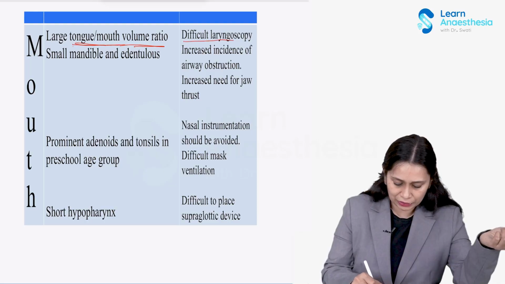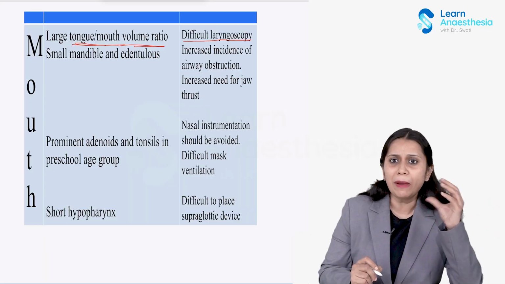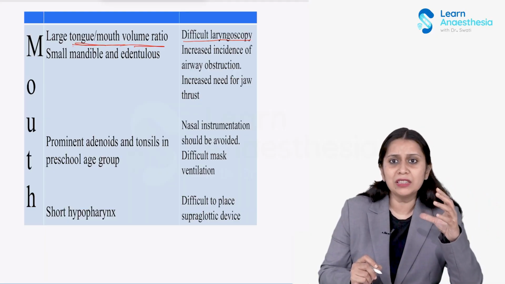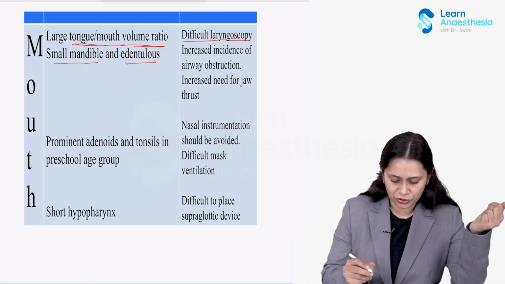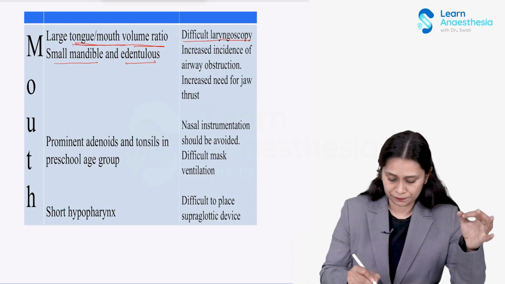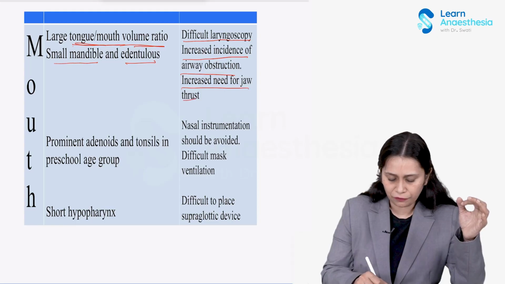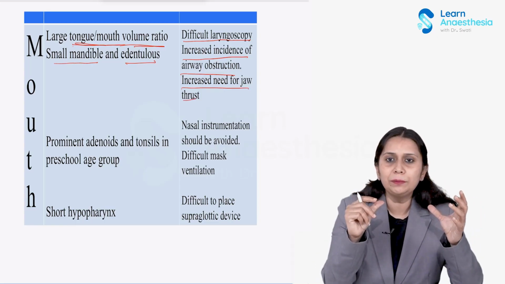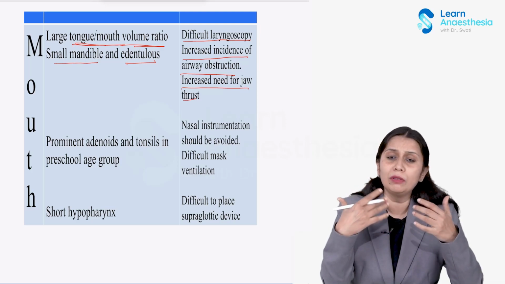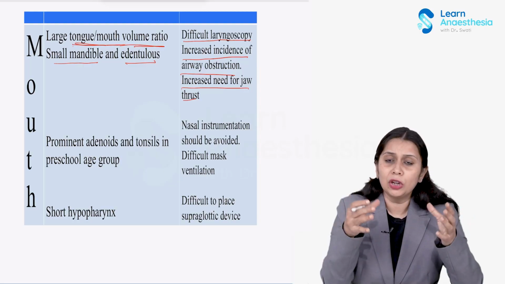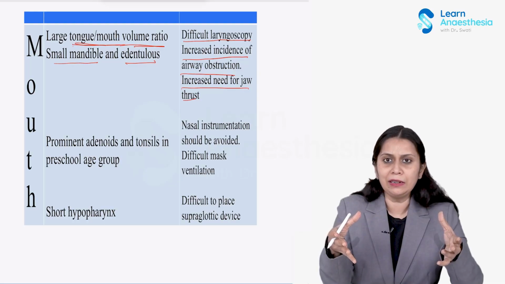So difficult laryngoscopy. And they have a small mandible. Since the mandible is small, many times the mask fit is not very good in these patients. So small mandible and edentulous, these two features make the mask ventilation difficult. So there is an increased incidence of airway obstruction, and there is an increased need for jaw thrust. You know, in a pediatric patient compared to an adult, we would need to give jaw thrust more often, right? Jaw thrust would lift their tongue and prevent it from obstructing their airway.